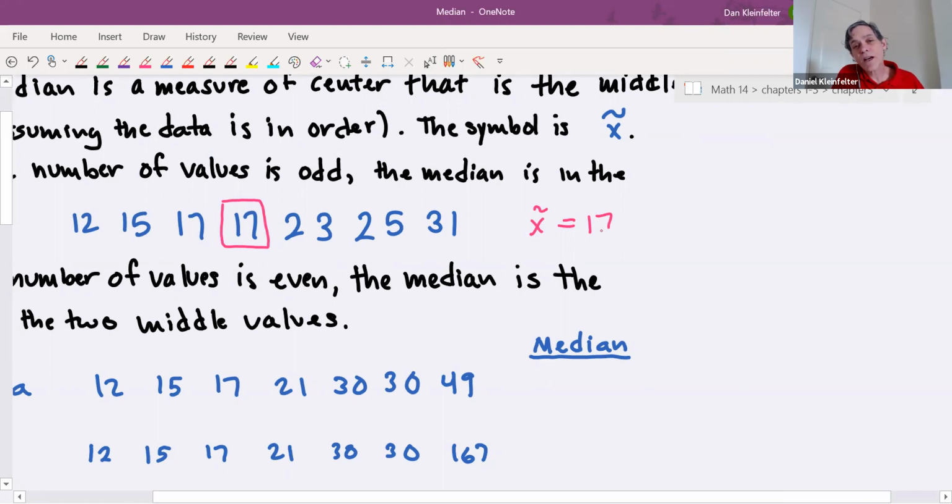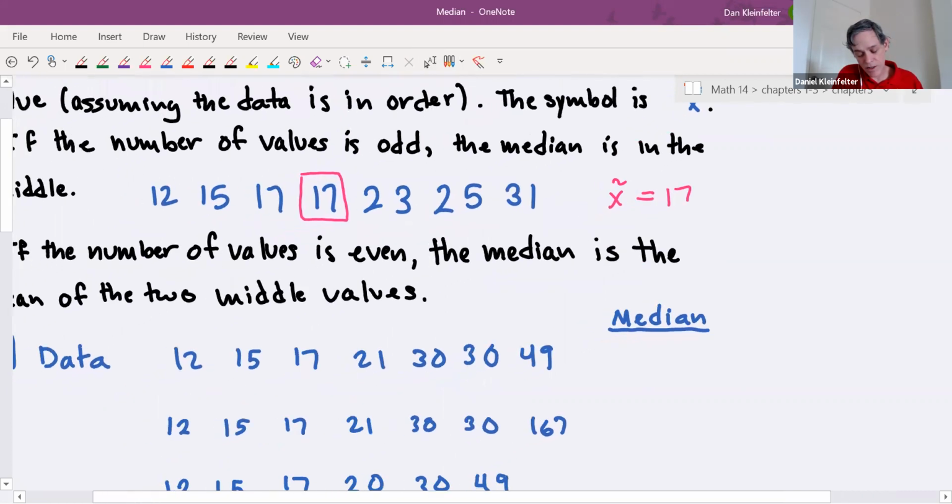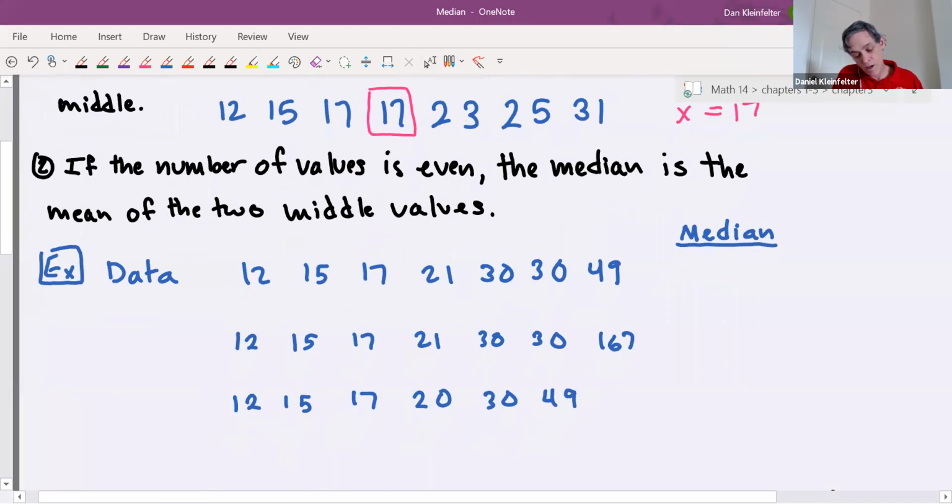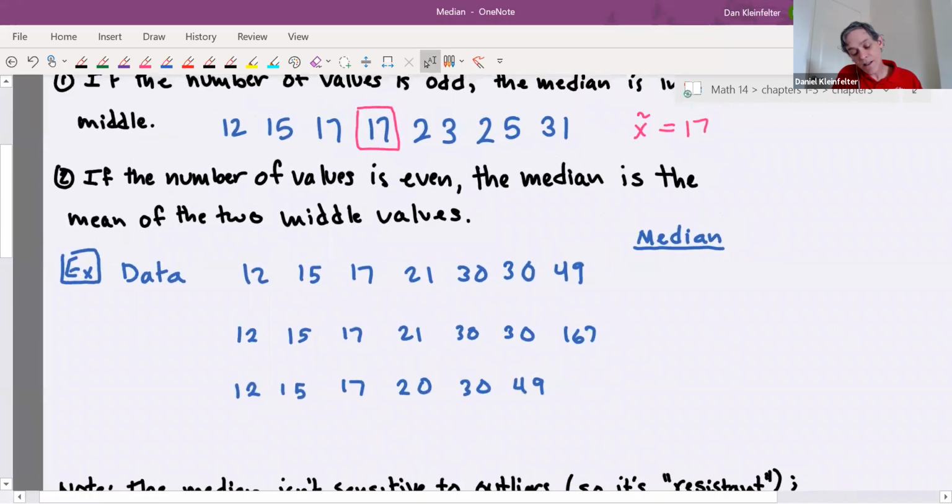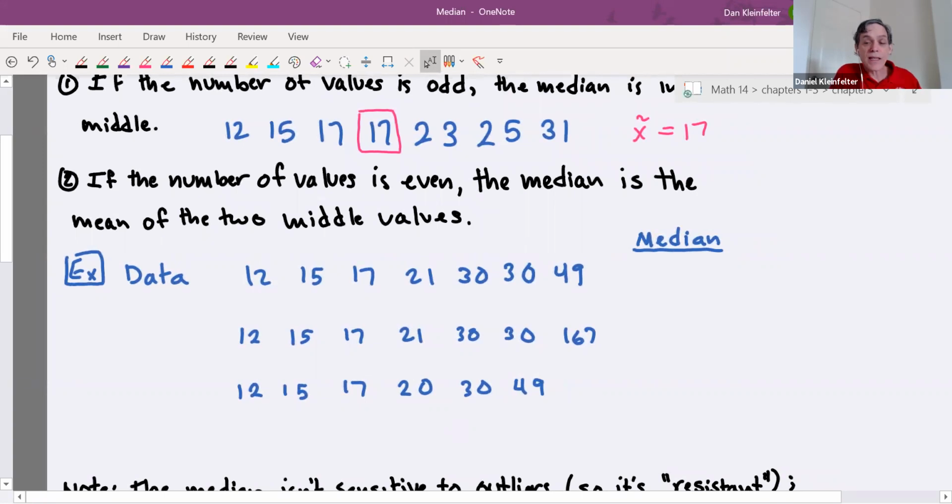Notice that there are 3 values smaller than that and 3 values larger than that. The median is a measure of the center. If the number of data values is even, then the median is going to be the mean of the 2 values that would be on either side of where you would expect that median to be. So let's take a look at this first set.